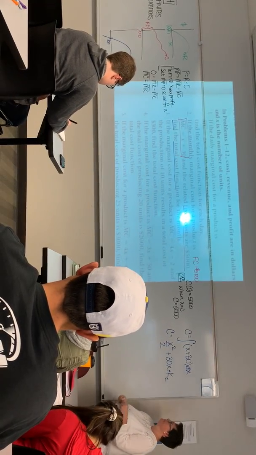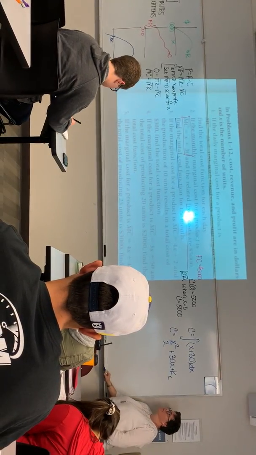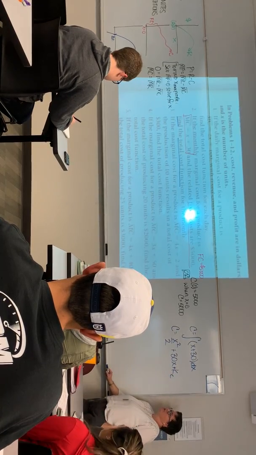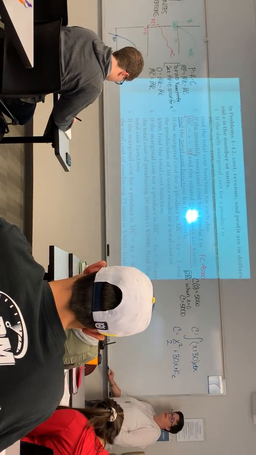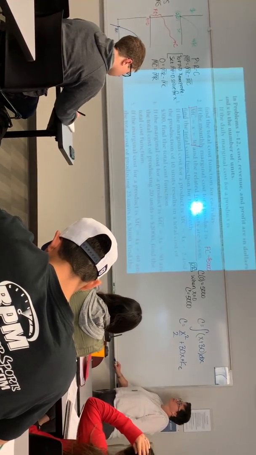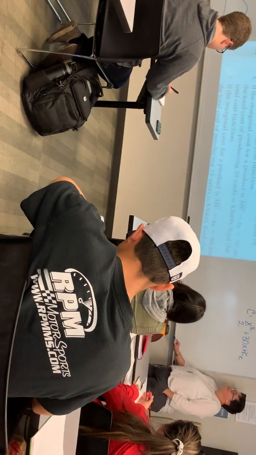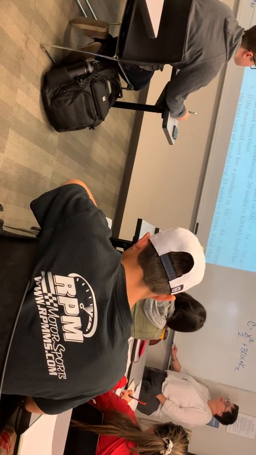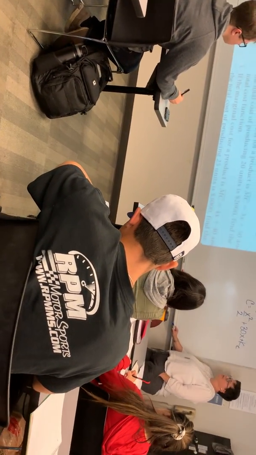Right? X to the 2 over 2, it's X to the n plus 1 over n plus 1. Right? That's integral number 1. 30 becomes 30x plus K sub C. What do I do next?